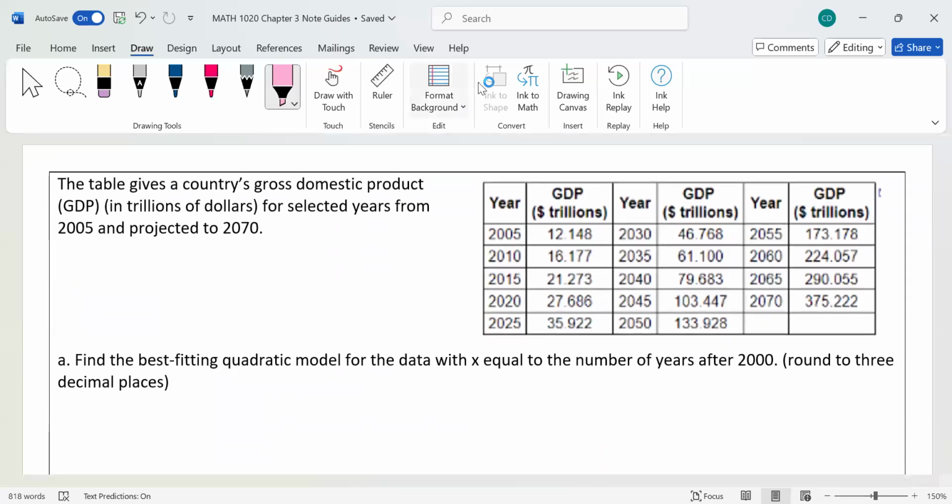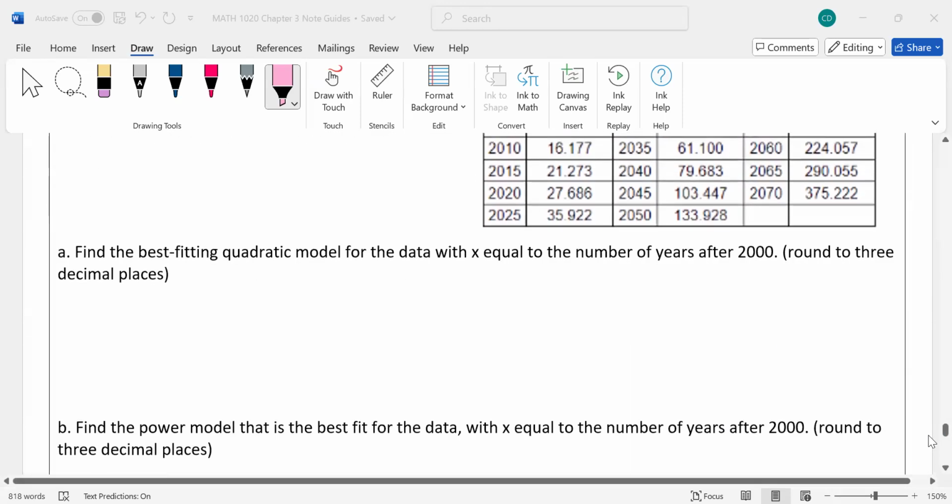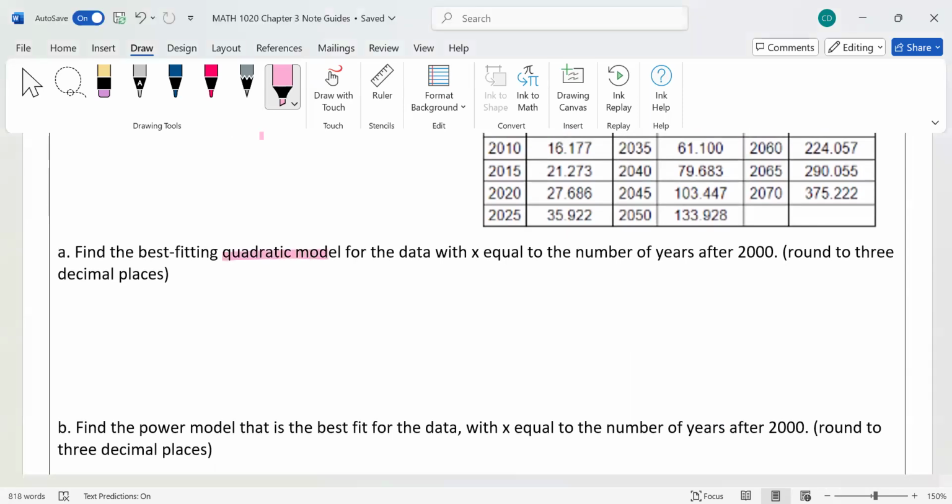So now we're going to deal with a word problem. The table gives a country's gross domestic product in trillions of dollars for selected years 2005 and projected to 2070. So let's go down. Find the best fitting quadratic model. So this one's asking for a quadratic model. Find the power model that is the best fit for the data.